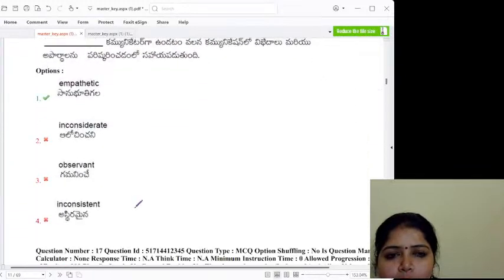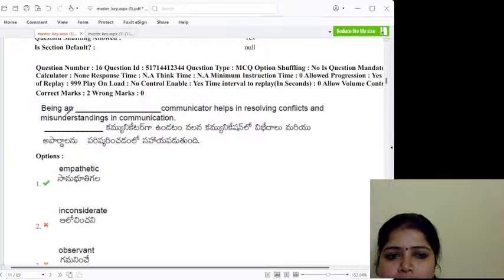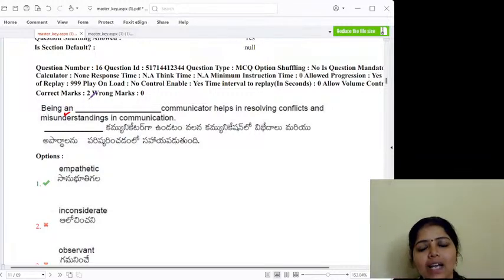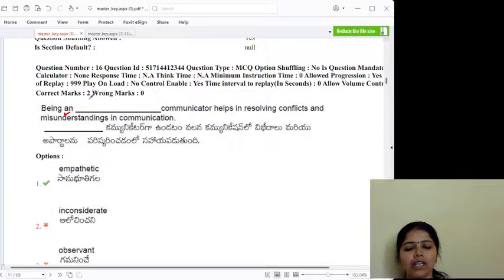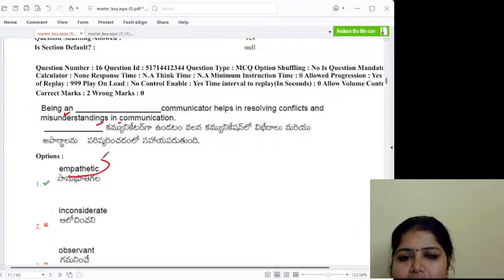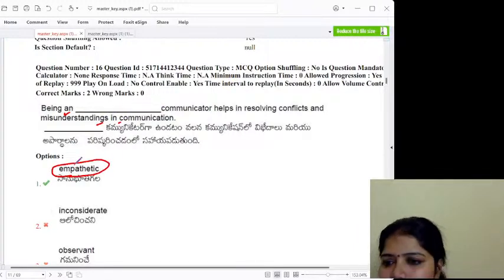Next, move to communication. In communication, the first one is also right. Being empathetic means understanding other people. When we understand, we will not make mistakes. So it helps in resolving conflicts and misunderstandings in communication. Empathetic means to understand the people.